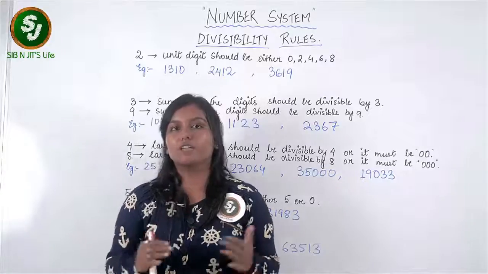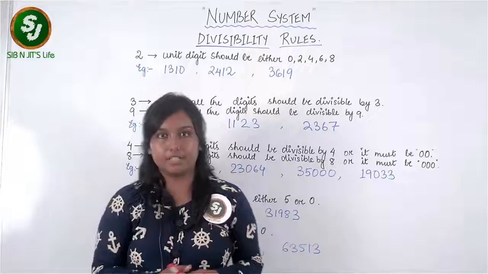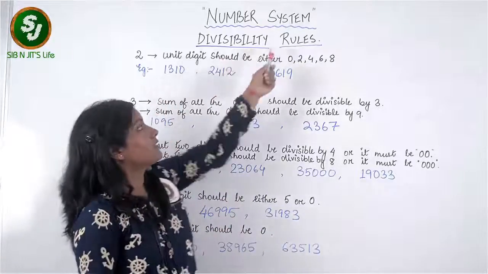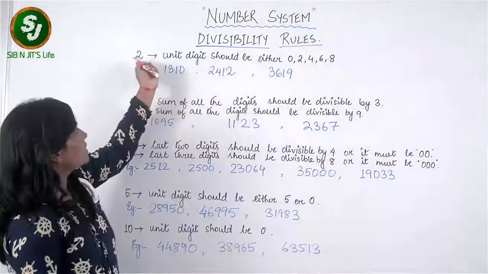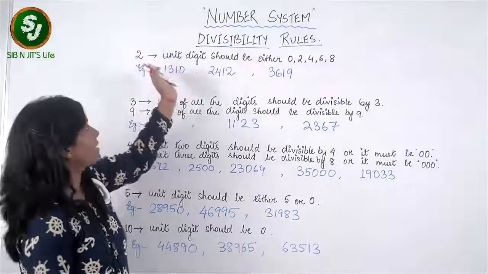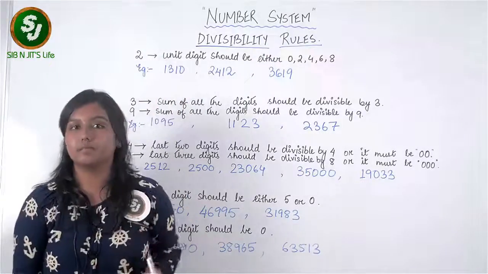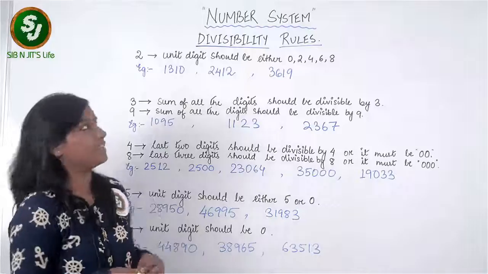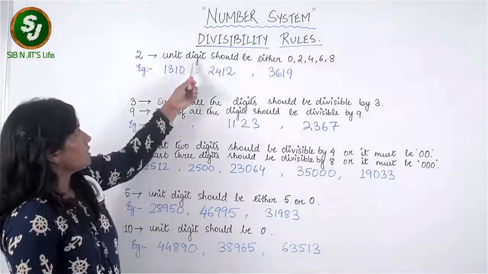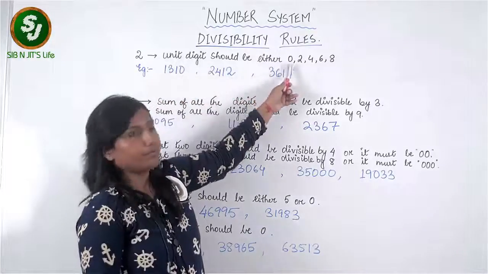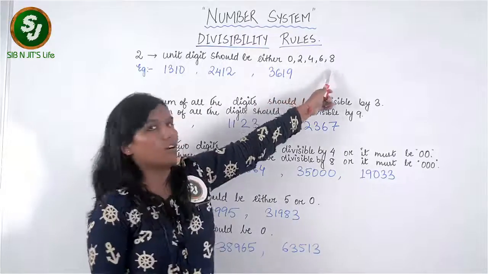Okay friends, now after looking at the different categories of numbers, we will come across some of the divisibility rules. This is the first case for divisibility, that is when a number will be divisible by 2. How will we know that? So the unit digit should be either 0, 2, 4, 6 or 8.